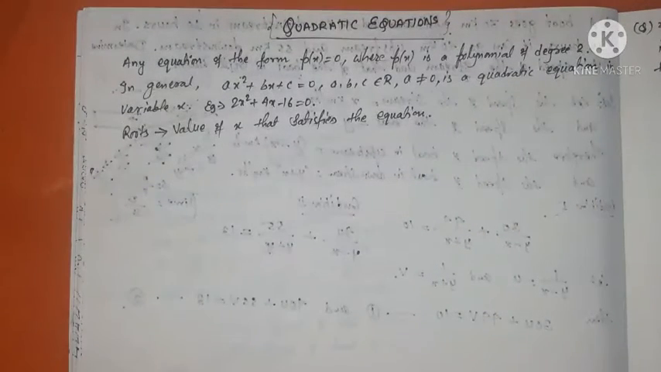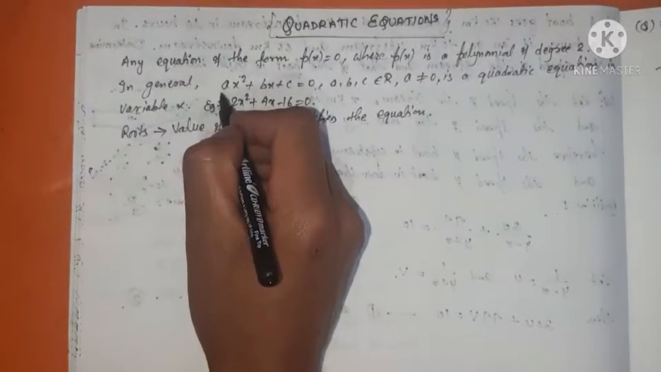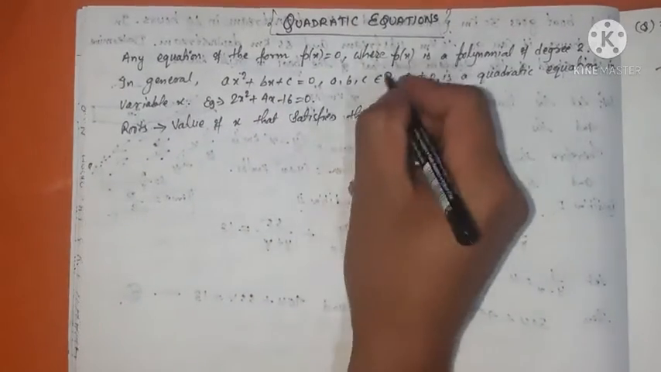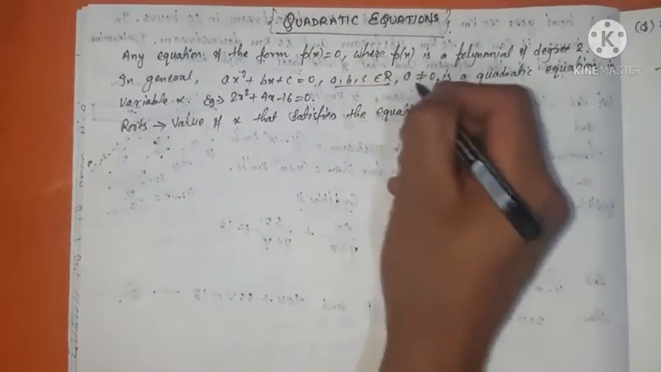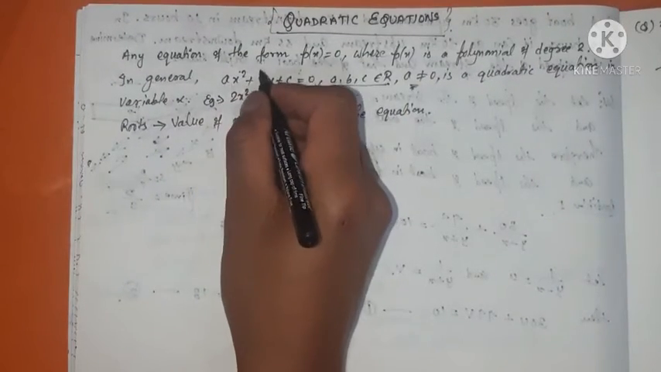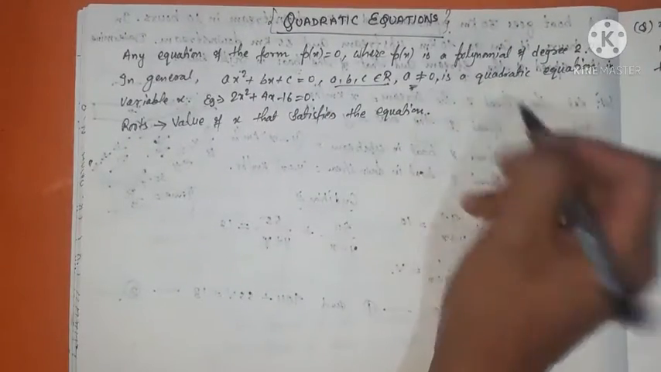Or in general, if you want to define it, then an equation in the form of ax square plus bx plus c equals 0, where a, b, c all are real numbers and a not equal to 0. When a is 0, it will be 0x square, that means it will be only a linear equation, right? Now it is a quadratic equation.